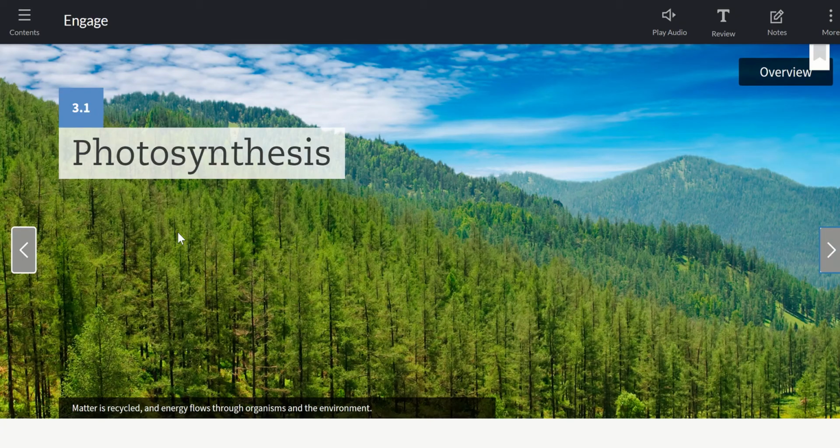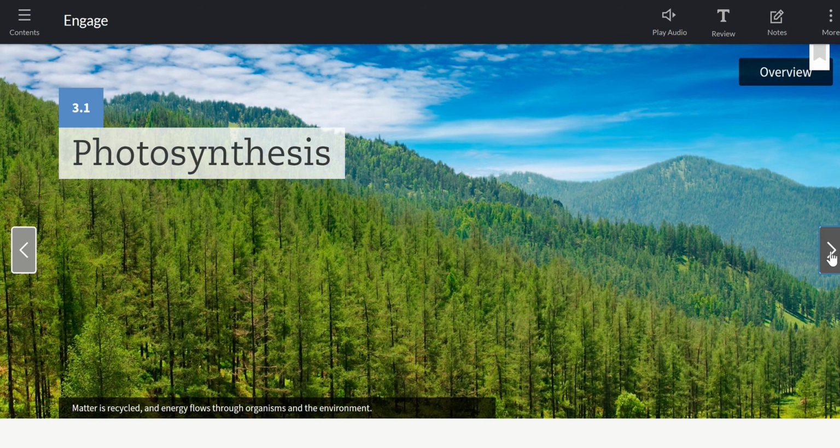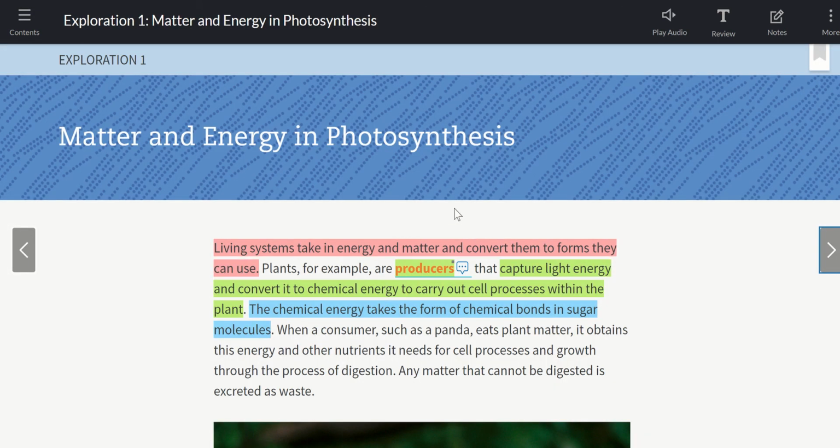So we're going to start with photosynthesis on 3.1, and it's going to be a pretty complex situation here, so let's make sure we're paying attention. We'll dive into it. Matter and energy in photosynthesis. The most important thing for you to understand is that all matter is going to cycle around our planet. Living systems are going to take in energy and matter, but then they're going to convert them to the forms that they need.